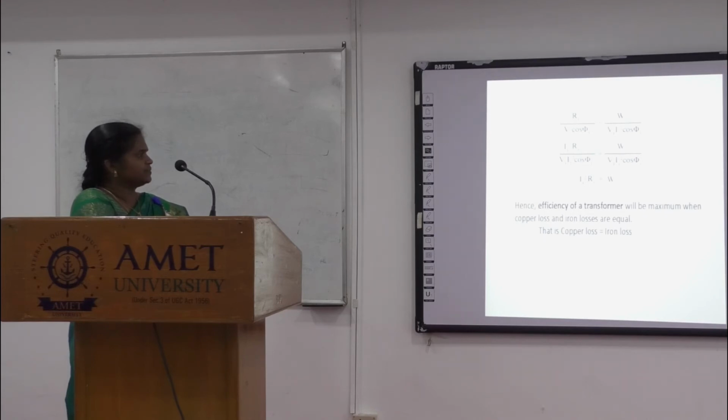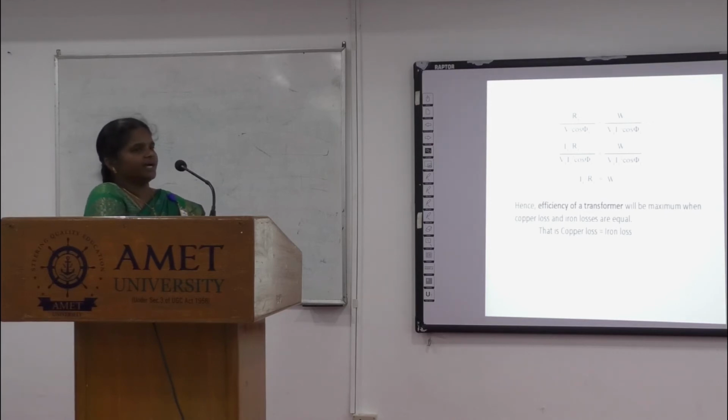Rearranging the terms, I1 squared R1 over V1 I1 squared cos phi 1 is equal to Wi over V1 I1 squared cos phi 1. Removing the denominators, since both denominators are equal, we get I1 squared R1 equal to Wi. This is the condition for maximum efficiency of a transformer. That is, the efficiency of a transformer will be maximum when copper loss and iron loss are equal. At this condition, the efficiency of the transformer will be maximum.